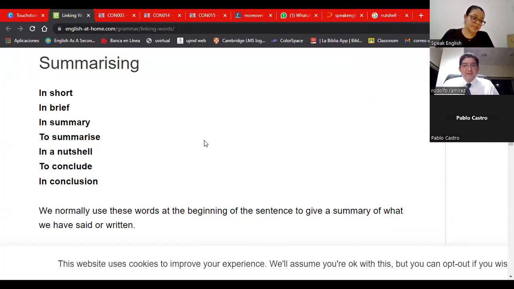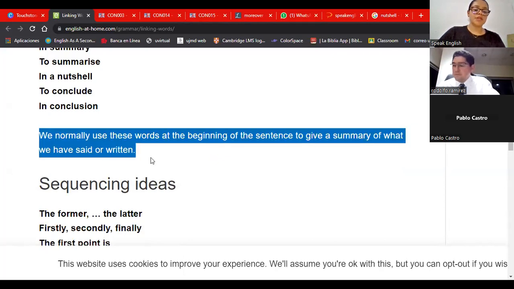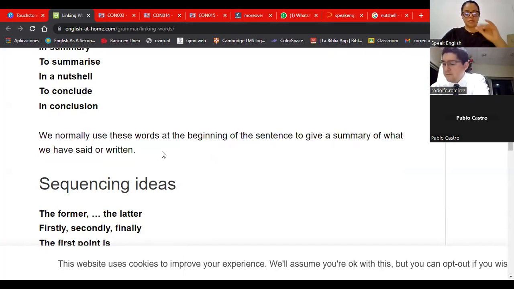Let's copy new words in our notebook. And you, Pablo, do you have any other new word? No. Okay. So let's just take note of this important information. Pablo, can you please read this? We normally use this word at the beginning of the sentence to give a summary of what we have said or written. Very good.